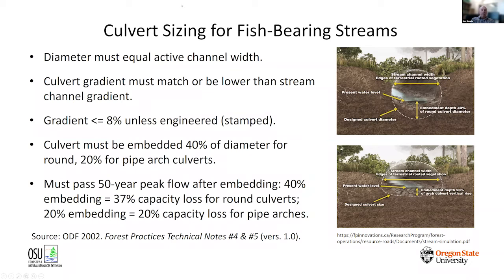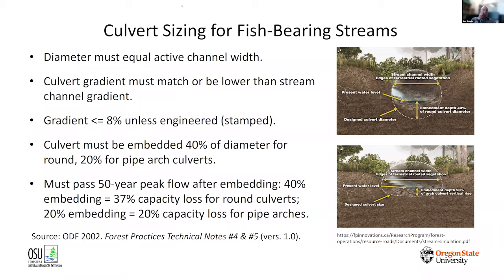And if you have questions about this, you can always get in contact with your stewards at Forestry to come out and take a look at it and give you their idea of what it is. So that culvert must be the same width as the channel, or the diameter the same as the channel. It must be the same or a lower gradient as the stream. So you don't want to over steepen the culvert as the stream goes through the culvert. You don't want to over steepen that, and I'll talk a little bit about why that's the case. The gradient has to be less than 8%, unless you're getting an engineered stamp design.